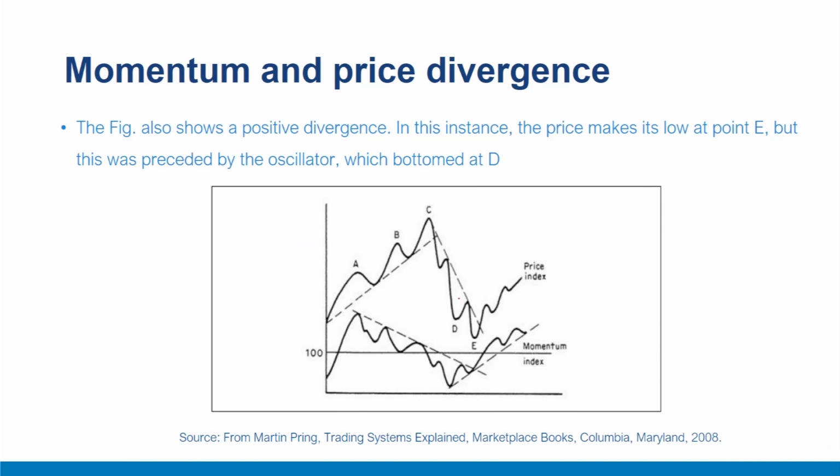In this instance, the price makes its low at point E, but this was preceded by the oscillator. The oscillator was also showing an upward increase here, and before that there was a downward movement. The oscillator in fact bottomed at point D, after which it was rising. So there was a sort of positive divergence set between prices and oscillator, as we can see here.